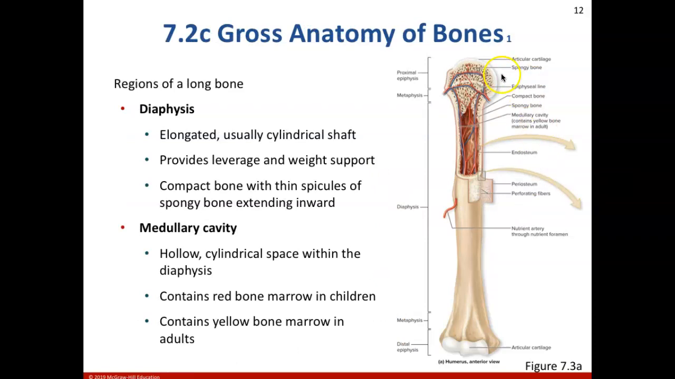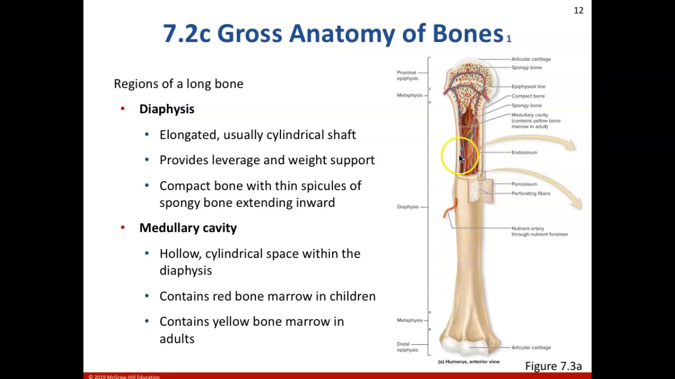And now we'll discuss the regions of a long bone. There are a lot of different structures when it comes to a long bone. So I even suggest drawing this out for yourself and labeling the structures and what their functions are. That is the best way to study this portion of this chapter. So we'll start off with the different regions. We have the diaphysis, which is this long portion in here. Essentially, it is the elongated and cylindrical shaft of our bone. It's going to provide leverage and weight support.